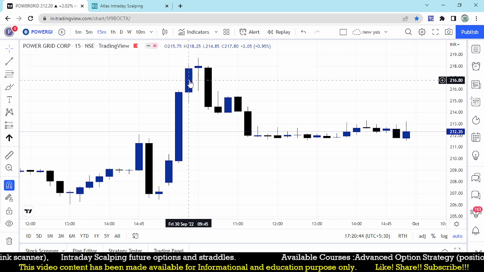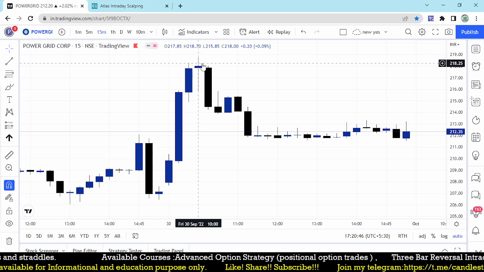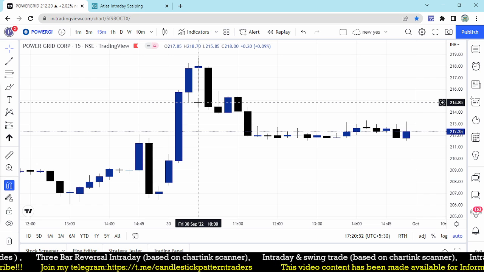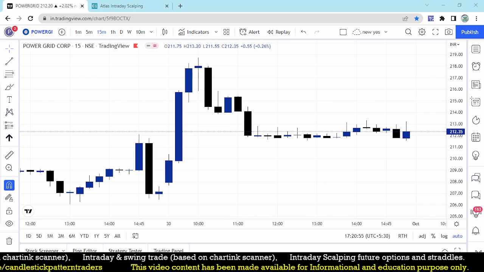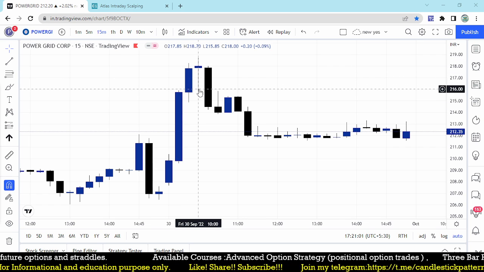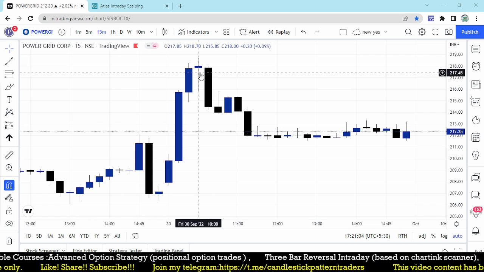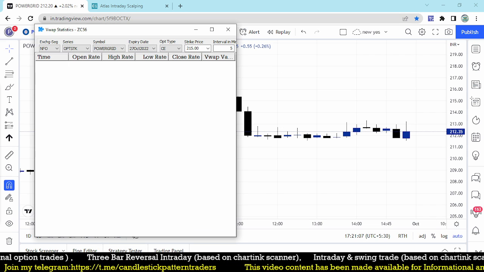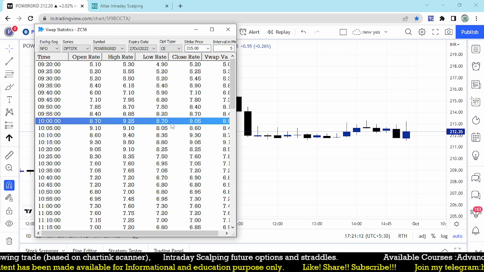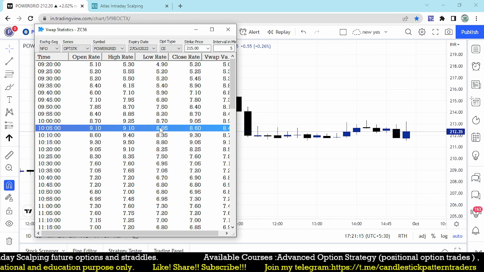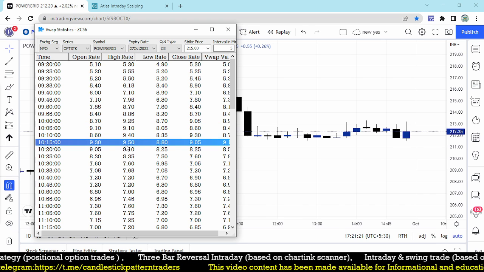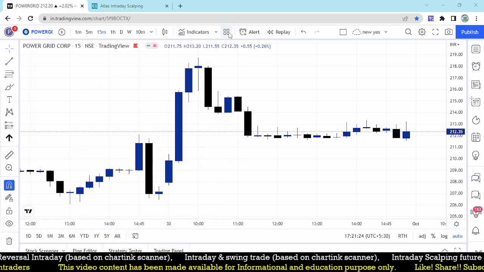Based on that, I planned an option trade. Once the high of 218 was broken, I tried to buy a 215 call option. I bought the 215 call at around 8.5 at about 10 o'clock, while it immediately broke the high and started moving. It moved to 9.5, generating a 1 rupee profit, but I was not able to book it, so I kept watching the trade.